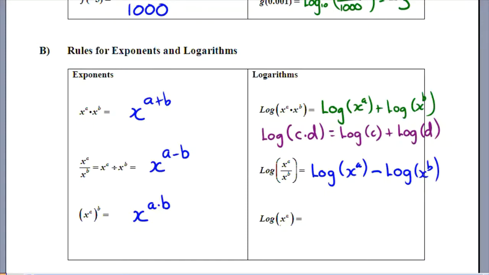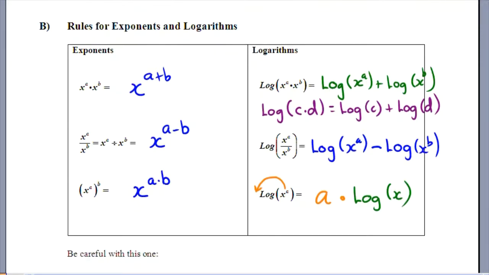This one here is a very, very handy log rule. If you ever have the log of a power, like we had on this top green line up here, you can take that exponent, pull it outside and put it just in front of the logarithm as a multiplication. So this turns into a times the logarithm of x. Very handy way to pull exponents down to a place where you can access them.